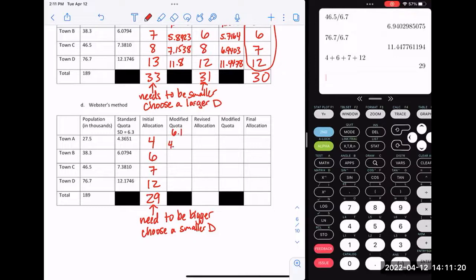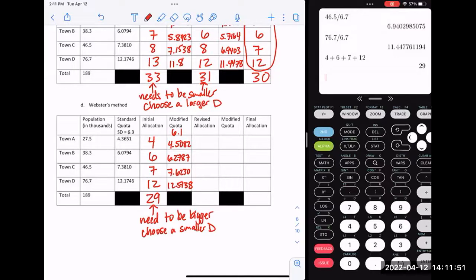When I did that, I got 4.5082, 6.2787, 7.6230, 12.5738. I just divided each population by 6.1. That's how I got those. So you guys stop me at any point if I lost you on how I got a number.